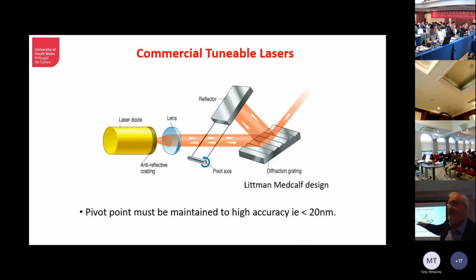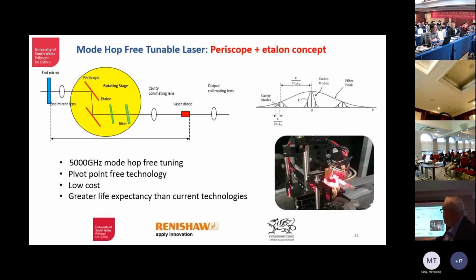If you want to use this type of laser in any commercial application, such as OCT or widespread in the interferometry field, you've got to solve the tunable laser problem. So what we've done, you'll notice here, is this very special laser. You'll notice I've got a periscope. There's the laser cavity on the right-hand side. It goes in through a filter, and then you've got a periscope.